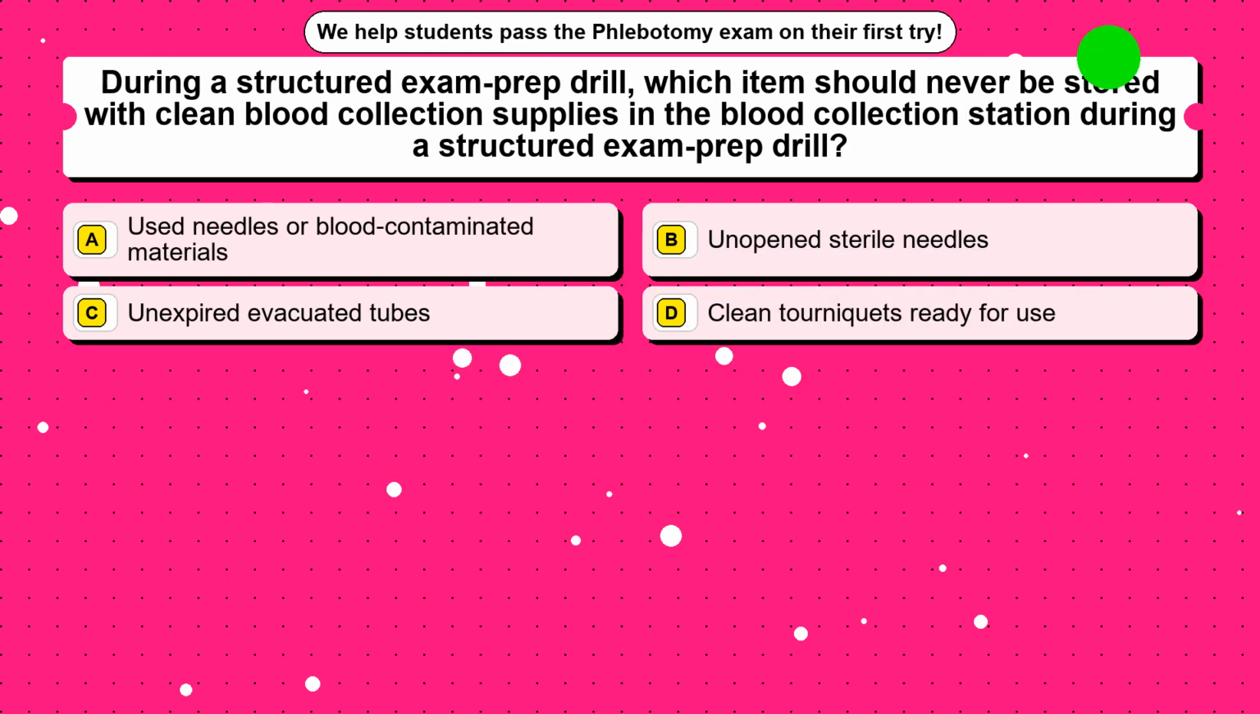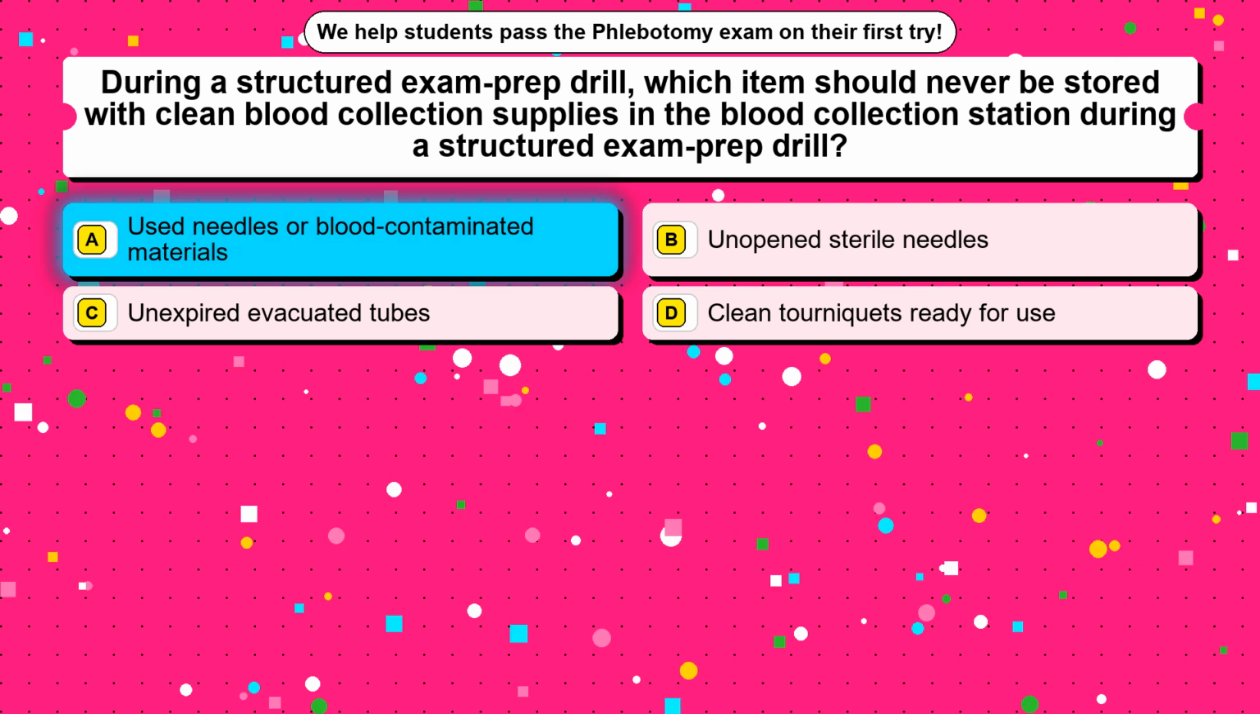Question 96. During a structured exam prep drill, which item should never be stored with clean blood collection supplies in the blood collection station during a structured exam prep drill? Option A. Used needles or blood-contaminated materials. Option B. Unopened sterile needles. Option C. Unexpired evacuated tubes. Option D. Clean tourniquets ready for use.